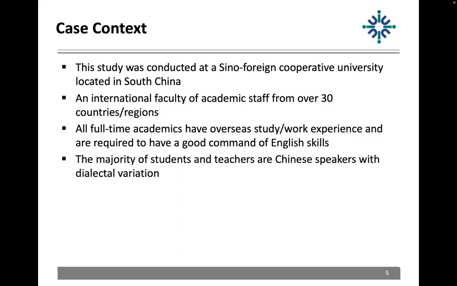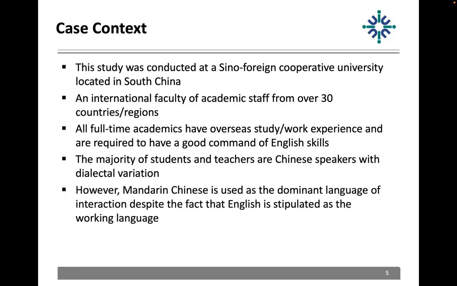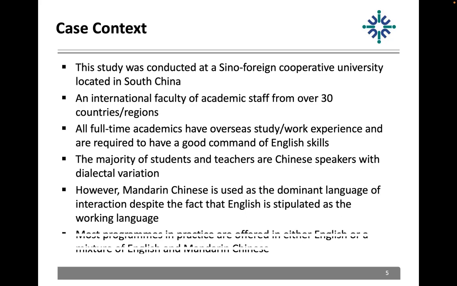And the majority of the students and teachers are actually Chinese speakers with a little bit different dialects. However, Mandarin Chinese is used as the dominant language of the interaction on the campus, despite the fact that English is stipulated as the working language by the university policy. So in practice, most programs are offered in either English or a mixture of English and Mandarin Chinese.